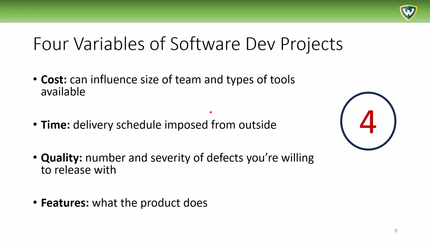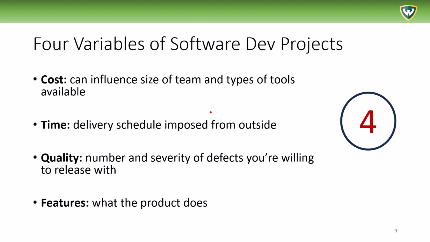Some main four variables of software development projects we should be attentive to. So cost. Everything is about cost in a way, right? How much it costs to do something. It will influence the size of a team, the types of tools available, the functions that can actually be created, the type of program that can be created, and the time delivery schedule imposed from outside. So how much time things need to be done by. Time is a kind of cost.